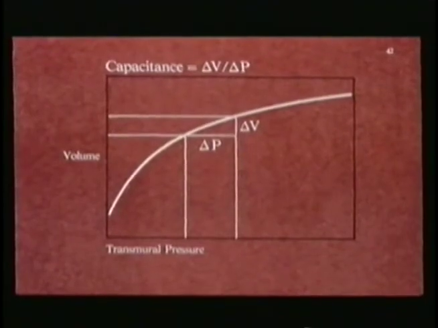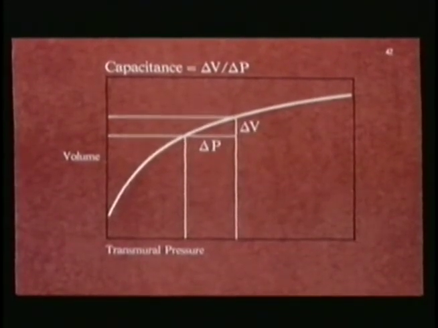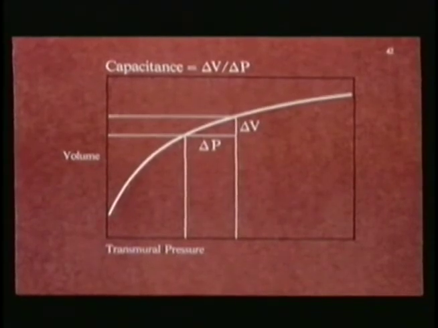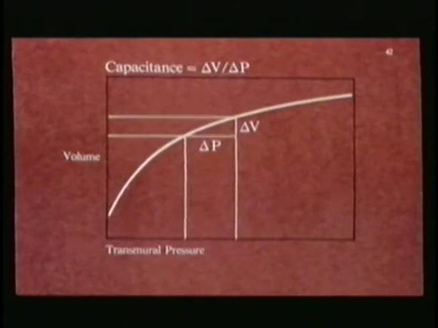42. A rise in transmural pressure causes increased vascular distension and an increase in intravascular volume. The vascular property that relates the transmural pressure and intravascular volume is called capacitance. Capacitance is defined as the change in intravascular volume per unit change in transmural pressure. It is dependent on the elastic properties of the vessel wall.